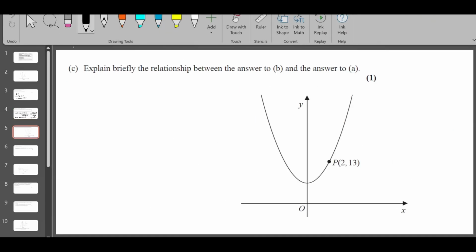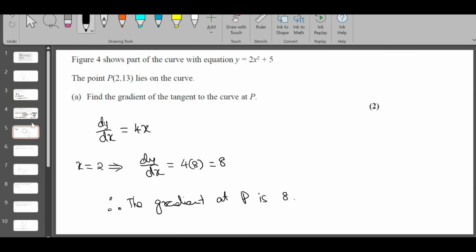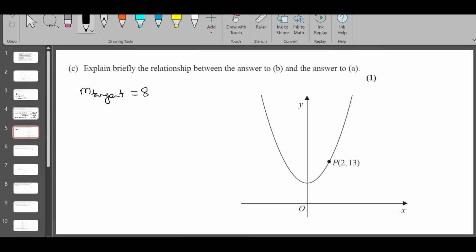Now part C. To explain part C, I have copied the graph here. Explain briefly the relationship between part B and part A. The answer to part B. In part A, we got the gradient of the tangent as 8 at P. We got the gradient of PQ as 8 plus 2h in part B, right? So what is the relation between these two?